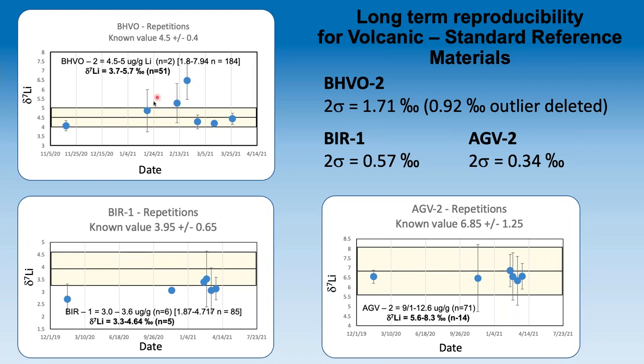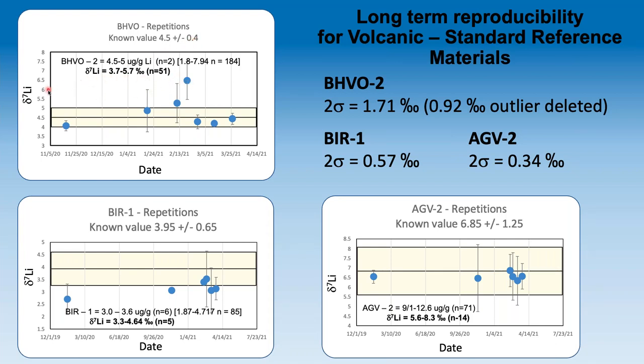Yeah, we got an outlier over there. And you can see this kind of ramps up to our outlier. I think this is a column thing. I think our column got dirty and wasn't efficiently separating lithium, and was separating lithium 7 and 6 differently. So I think this is probably a column issue, but nonetheless, it might also be a, we don't know what the heck it is issue. So if you notice 3.7 to 5.7, these are recommended values. It's 4.5 plus or minus 0.4.